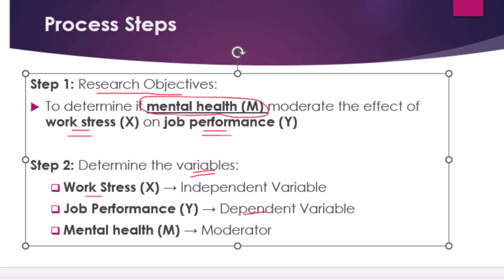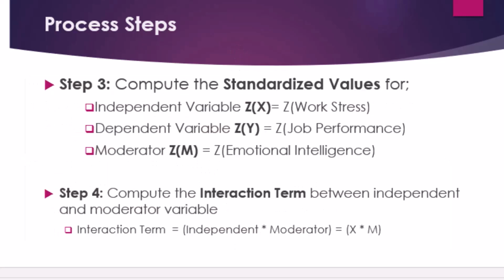Then we go to the next step, number 3. Step number 3 is to compute the standardized values. So we are computing the standardized values for the independent variable, the dependent variable, as well as the moderator variable. The reason why we calculate the standardized variables is to cater for multicollinearity.